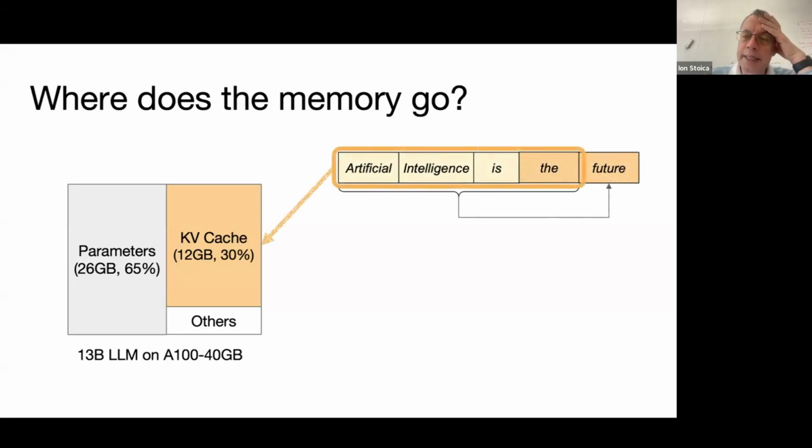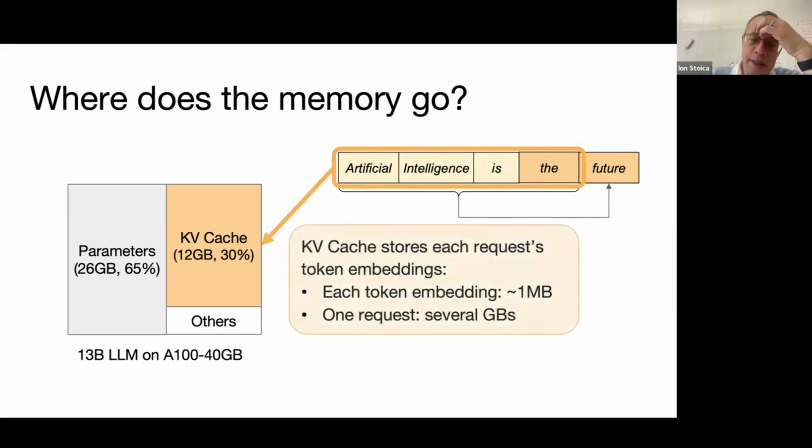So what is the problem? Remember that to generate a token, you need to use all the tokens before it. So you need to store all these prefixes. And for each token, you need to store not the token but the embedding of the token. A token embedding can be pretty large, like 1 megabyte. So one request alone can have several gigabytes. So you can only store a few requests in the KV cache, which means you can only process a few requests at the same time. That's why the KV cache is a bottleneck.